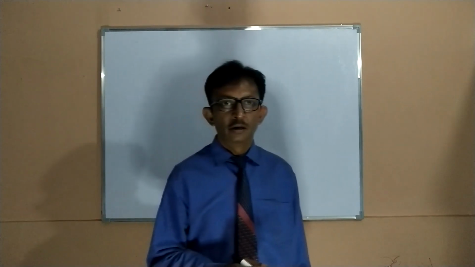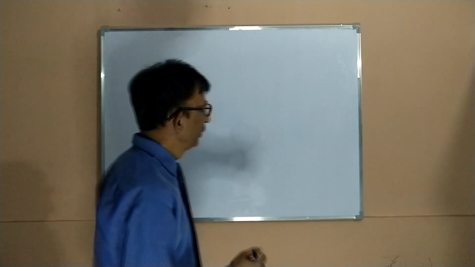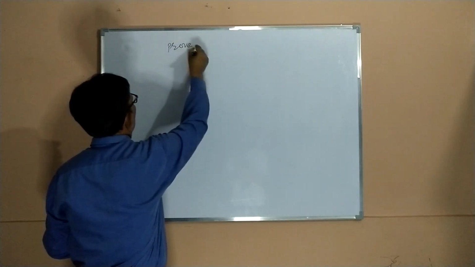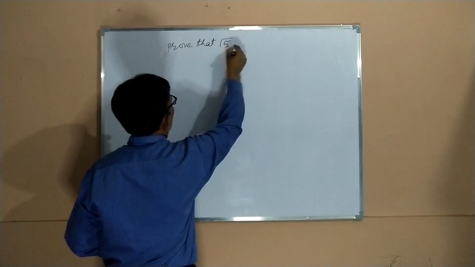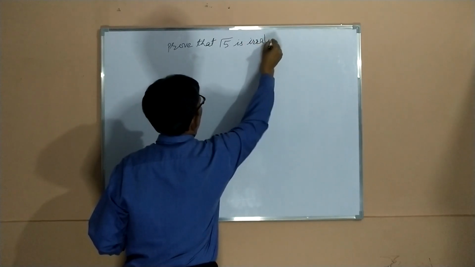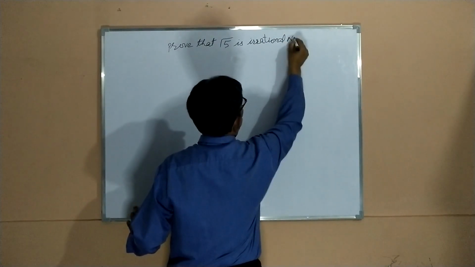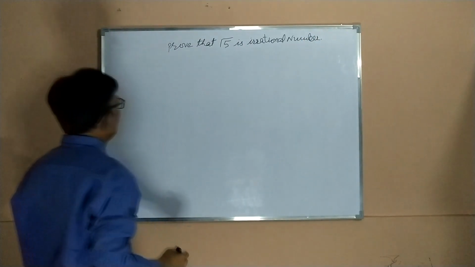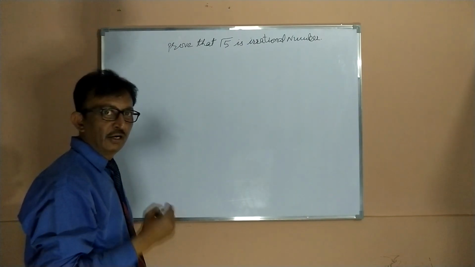Today we are going to learn how to prove that under root 5 is an irrational number. Our question is: prove that under root 5 is an irrational number. To prove this, we will suppose it is a rational number.